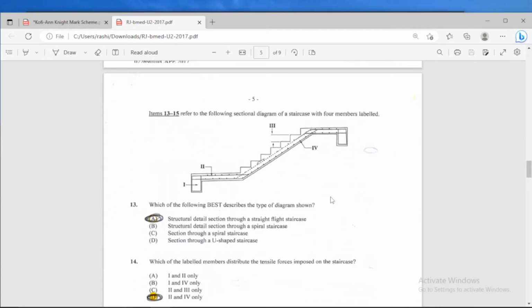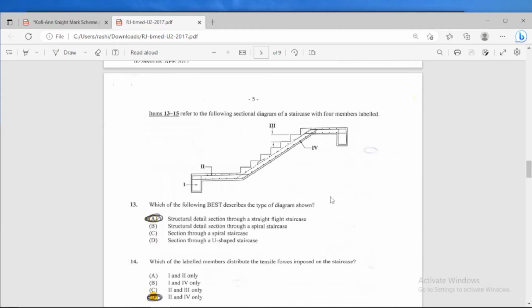Items 13 to 15 refer to the following sectional diagram of a staircase with 4 members labeled. Okay, so we have 4 members labeled, I to IV, basically 1 to 4. Now it says, which of the following best describes the type of diagram shown?